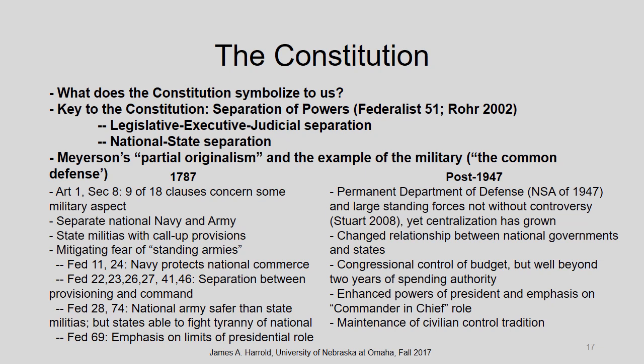So the key really to the Constitution is this idea of separation of powers. And again, that is what Federalist 51 is laying out. I mean, primarily it's a legislative executive separation of powers, but there is judicial power. And so all three branches have power over each other. And there is a national state separation.